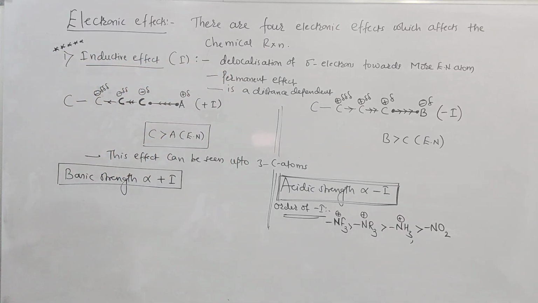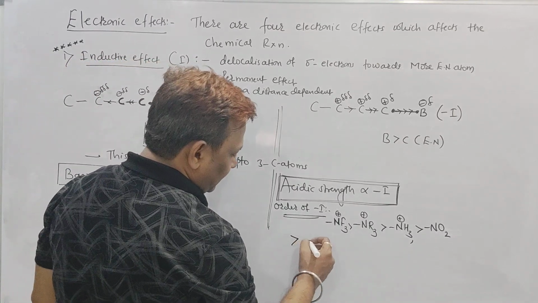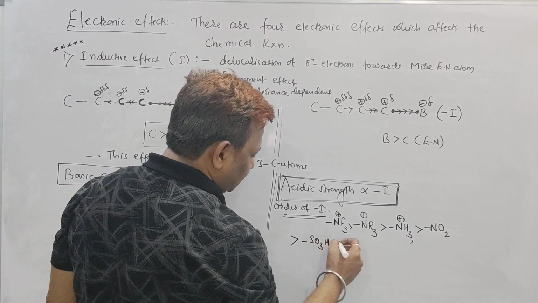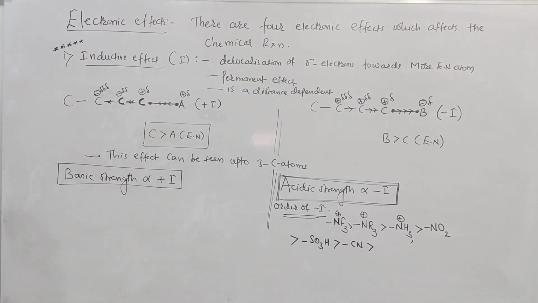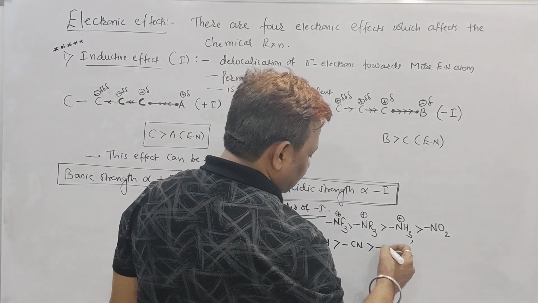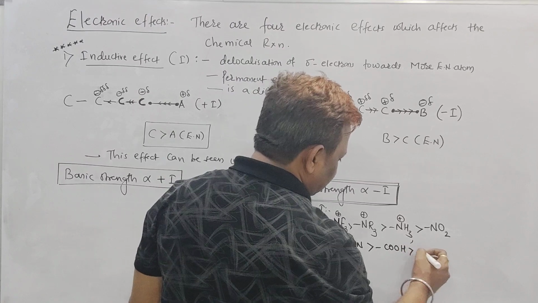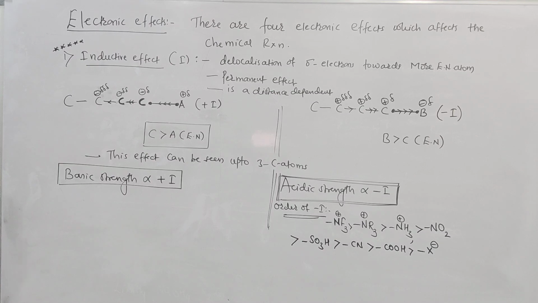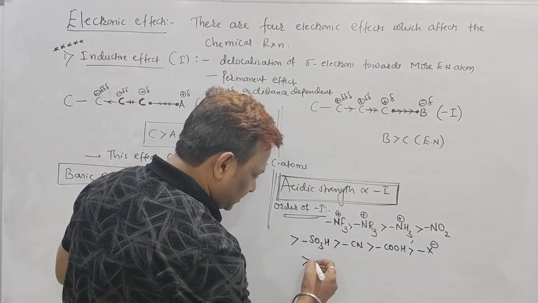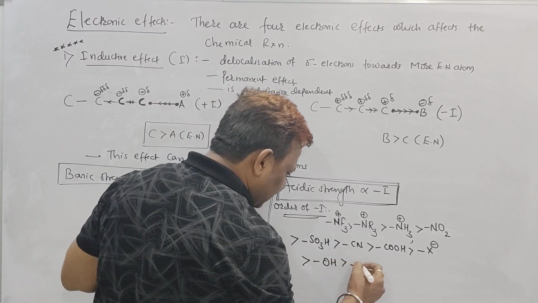After this one we can say sulfonic acid, SO3H, then cyanide, CN. Sulfonic acid will have more minus I than halide, than carboxylic acid, COOH. X is a halide, and it will show minus I. We can say OH will have more minus I than OR.